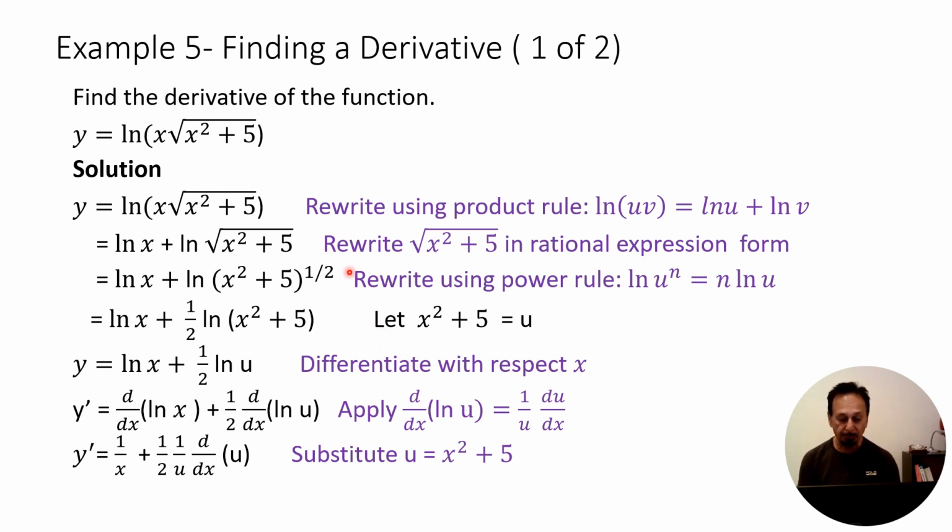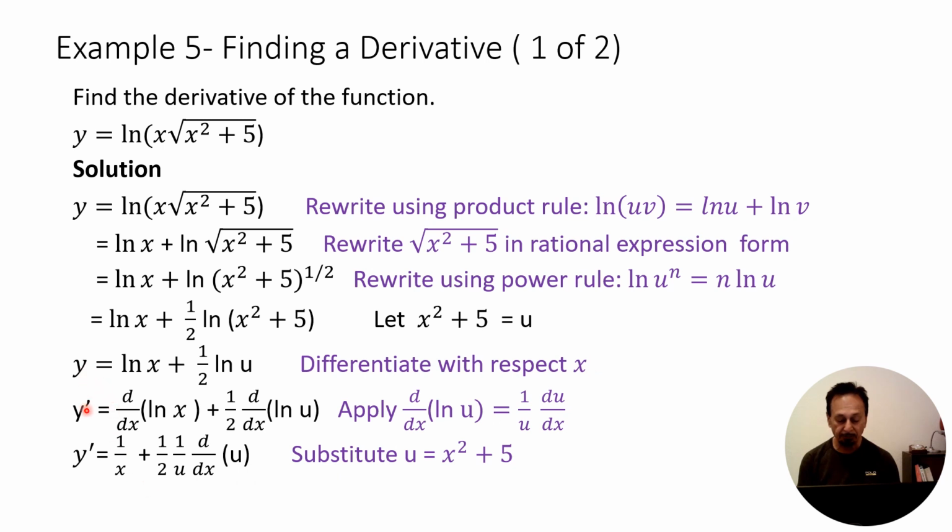So this means we can bring down 1/2, and we're left with natural log of x squared plus 5. Again, bring down natural log of x. Now let's call x squared plus 5 equal to u. So this becomes y equals natural log of x plus 1/2 natural log of u, where u is x squared plus 5. Now we differentiate with respect to x.